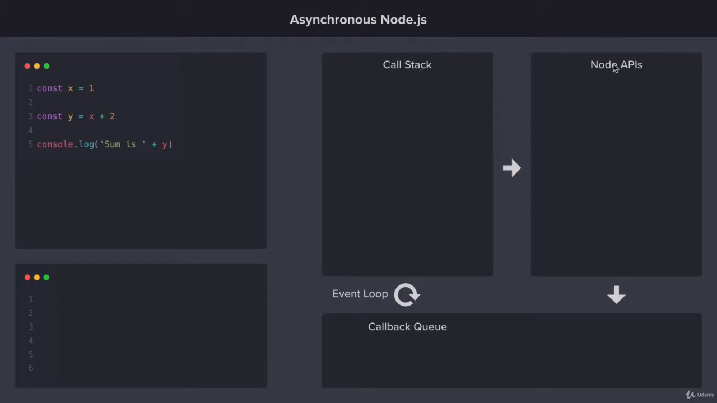We have the Node APIs, our callback queue, and our event loop, all of which work in tandem to get our asynchronous programs running. Now, for simple synchronous examples like this one, the only of these 4 we need to worry about is the call stack, so let's start there. The call stack is a simple data structure provided by the V8 JavaScript engine. The job of the call stack is to track the execution of our program, and it does that by keeping track of all of the functions that are currently running.